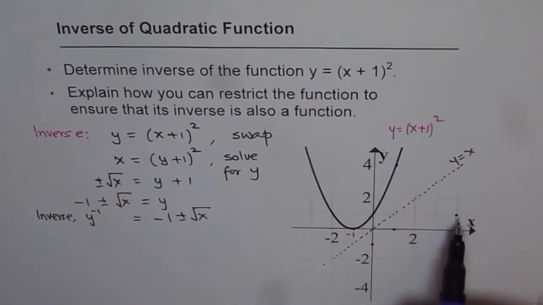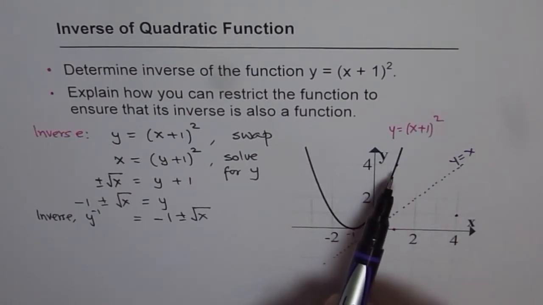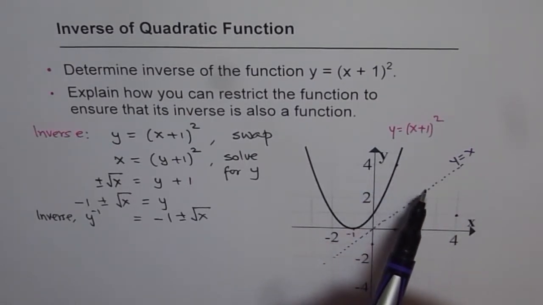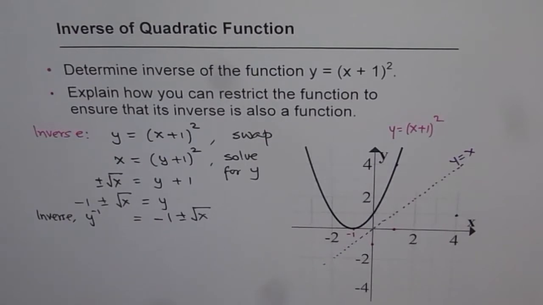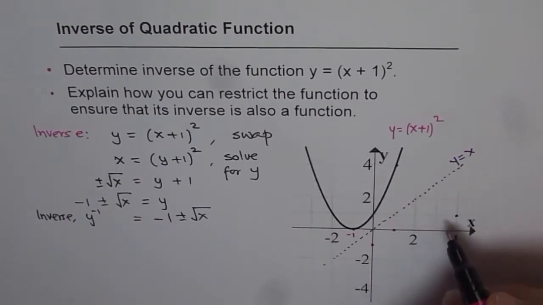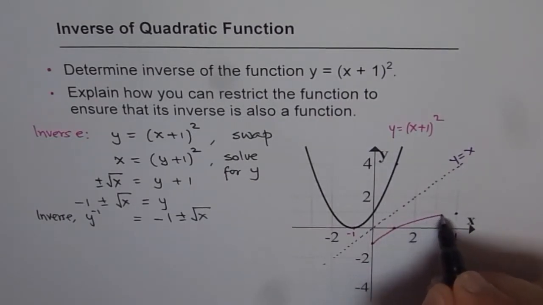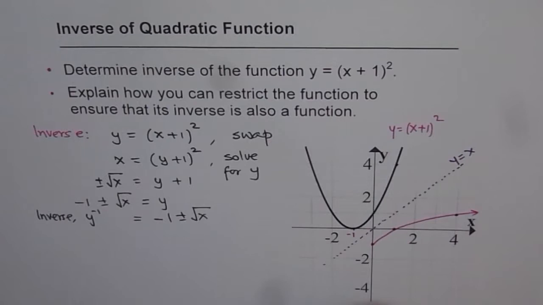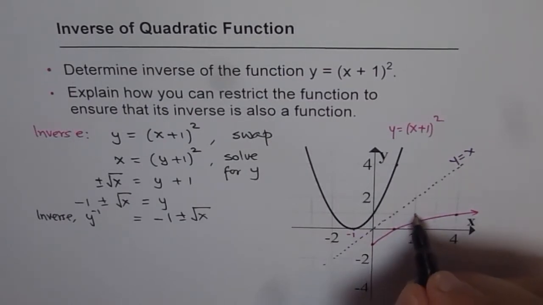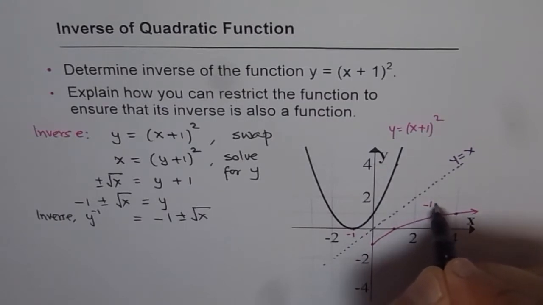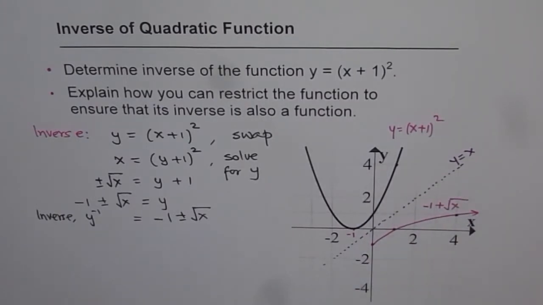We can also get it directly from the graph. If you move diagonally, 1 and a half, half and 1, so you get to that point. Do you see that? So let's draw the upper half in this red color, right? So that becomes the upper half of our function. So this basically is starting with minus 1, right? So it is minus 1 plus square root of x. So that is the upper half.